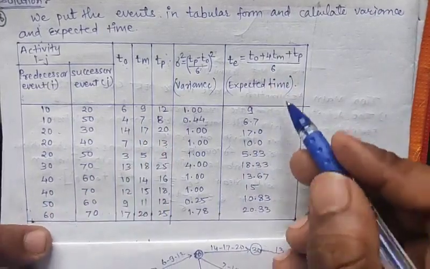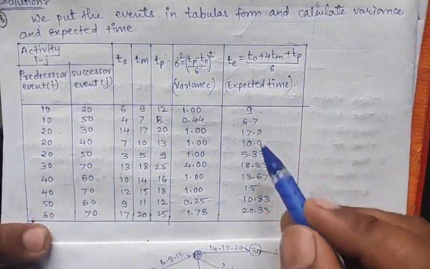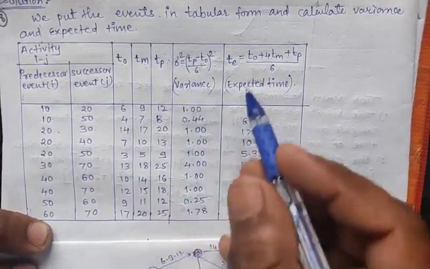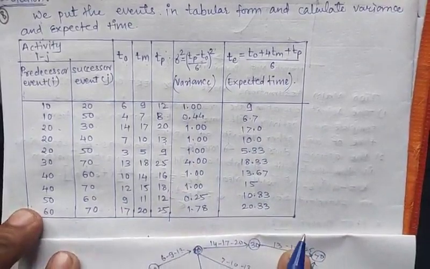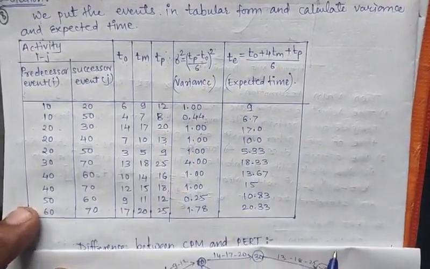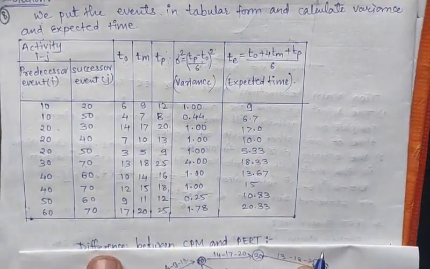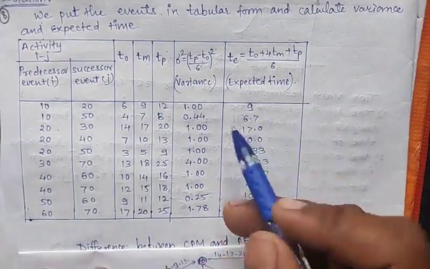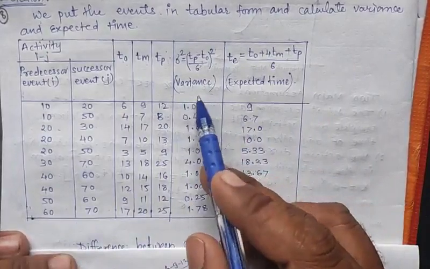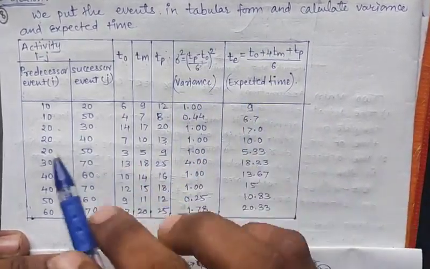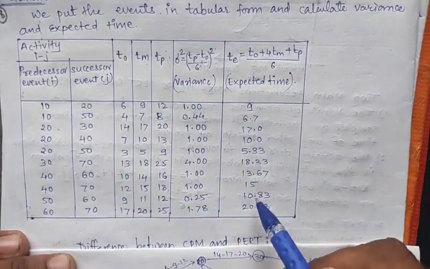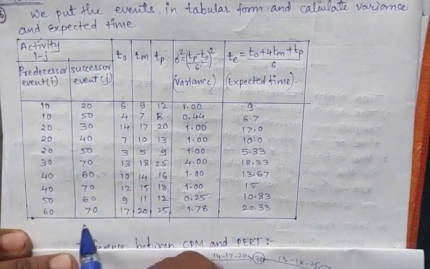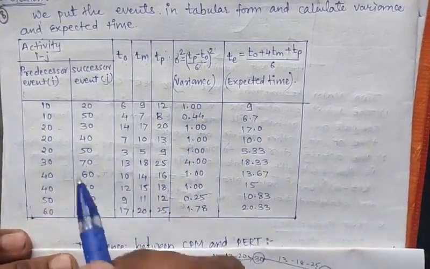After calculating this, these are the expected times for each activity. So this is the variance and this is the expected time for each activity. This is the solution. In the problem we were asked to find the variance of each activity and the expected time for each activity. These are the expected times for 10 to 20, 20 to 50 and so on, and this is the variance for each activity.